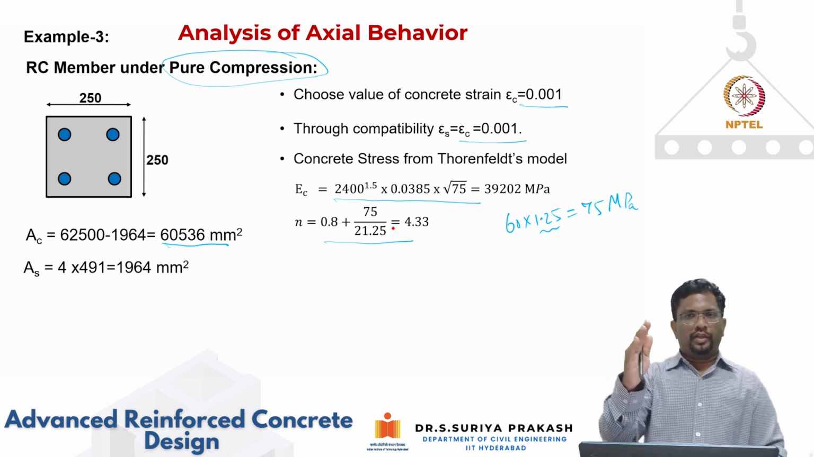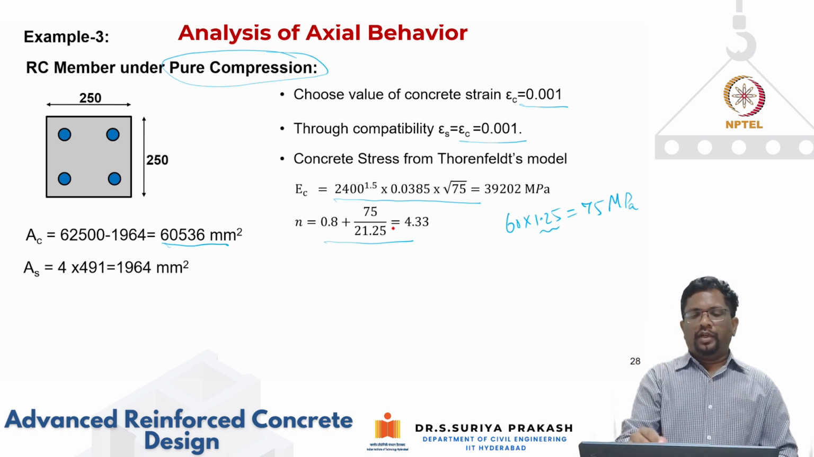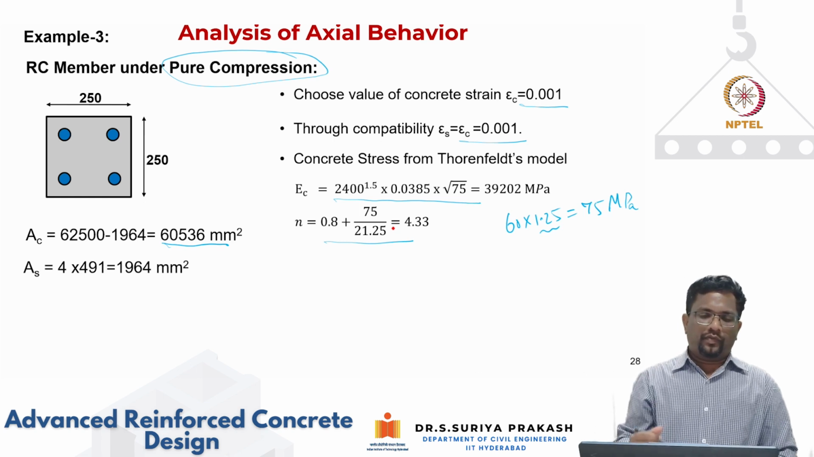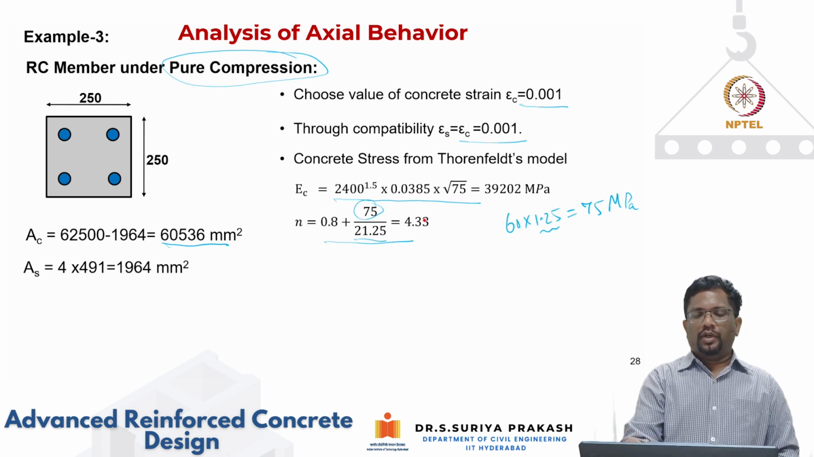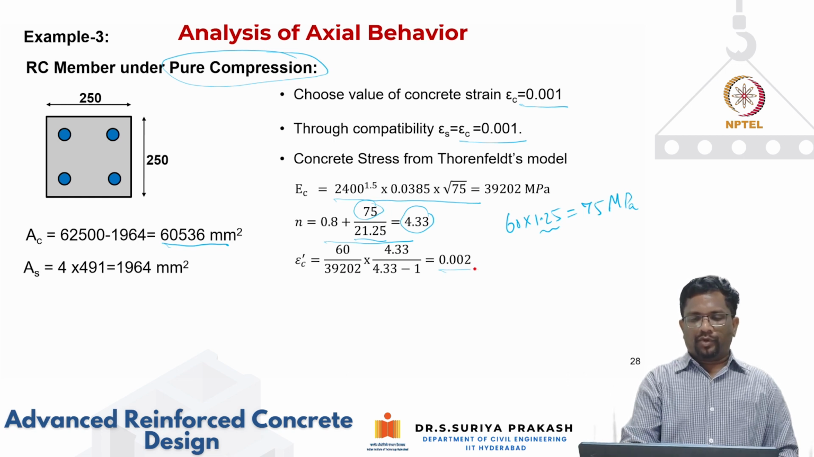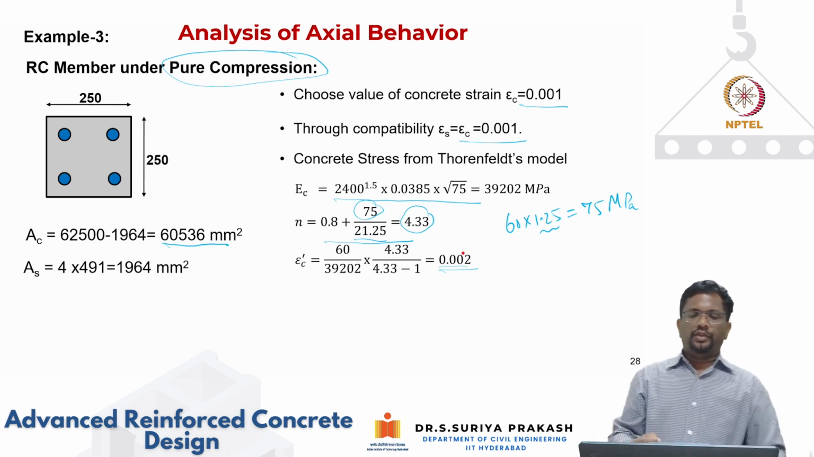Then n is a value that we have discussed, how the curve is changing from linear to nonlinear behavior in the pre-peak regime. Again, people have done a lot of experiments and empirical equations have been developed. So that is again a function of your cube strength, and this is a constant. So for this grade of concrete, n works out to be 4.33. Similarly, epsilon prime C, which we have seen for 60 megapascal, works out to be 0.002 as per this EC that we have calculated.